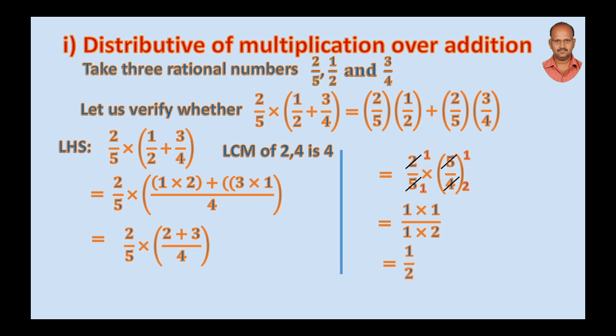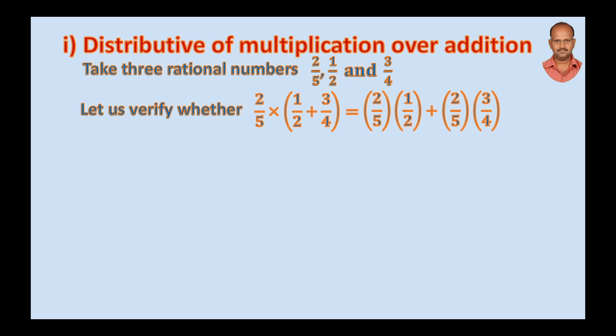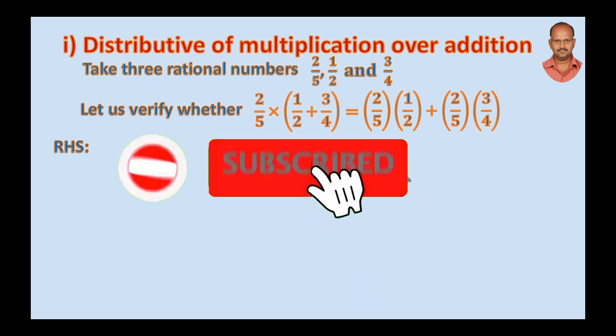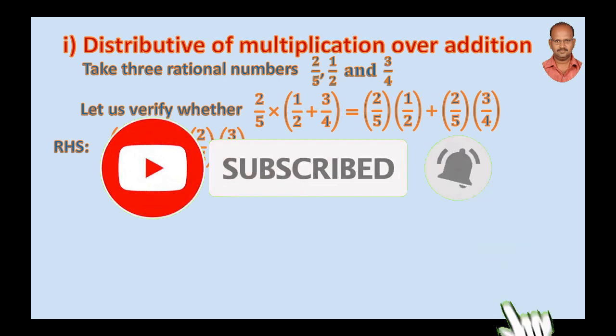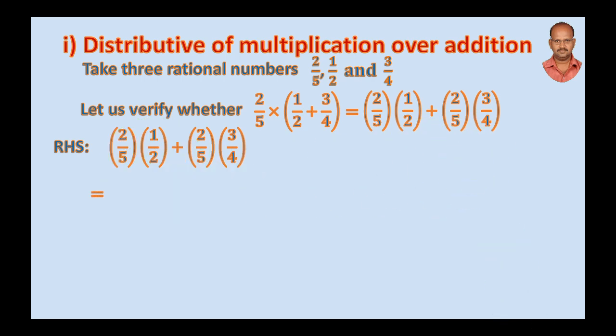Then go to RHS. RHS is equal to 2 by 5 into 1 by 2 plus 2 by 5 into 3 by 4. Then that is equal to 2 into 1 by 5 into 2 plus 2 into 3 by 5 into 4.